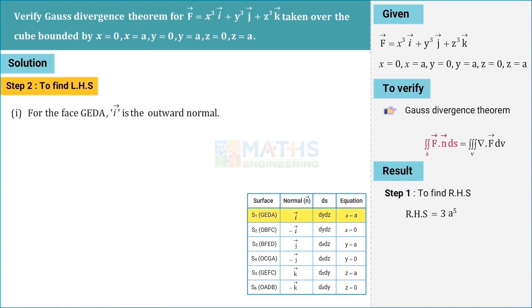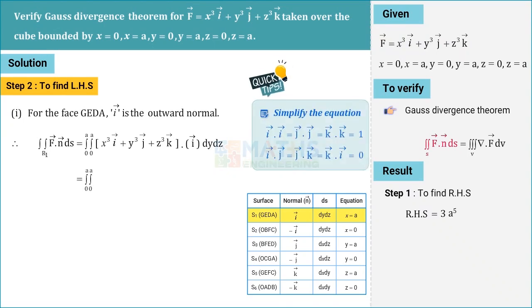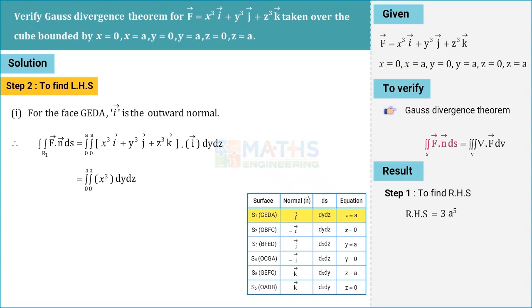Let's start from the first surface. Double integral over S of F vector dot n vector dS is equal to, we replace the double integral F vector value dot the corresponding n vector value, that is i vector. Here dS is dy dz. We apply dot product, so we multiply the ith components together. We have x cube dy dz.